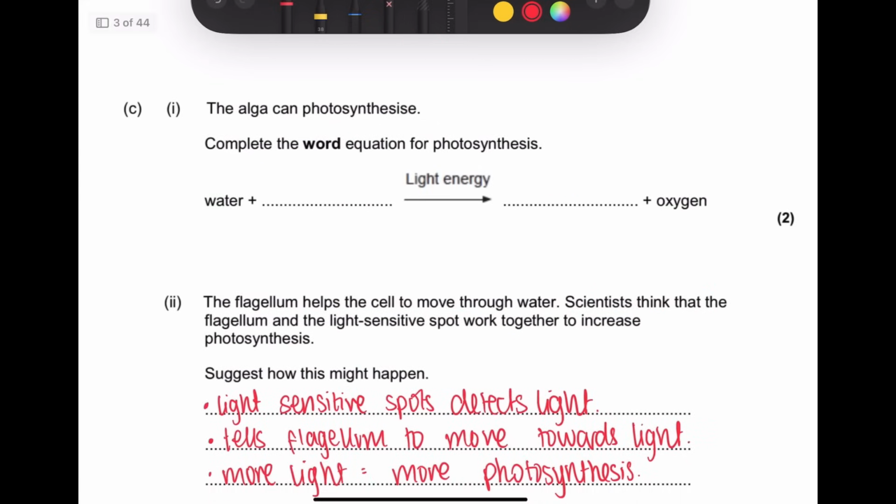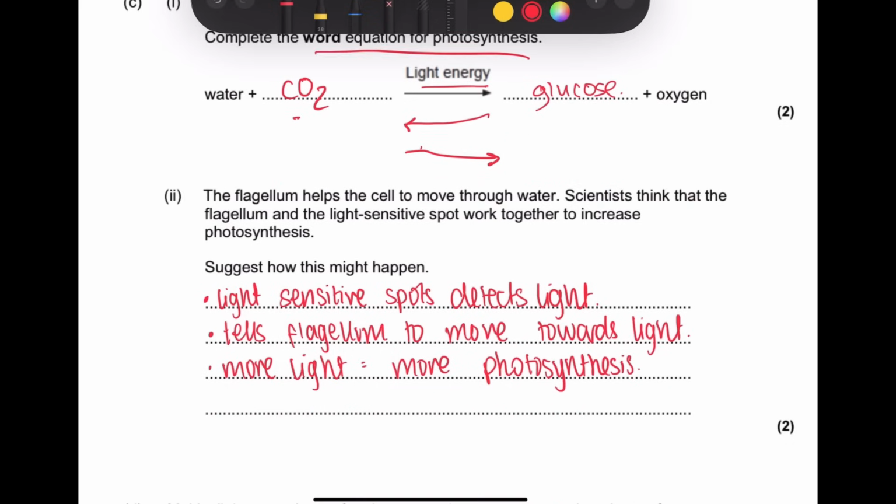C, the algae can photosynthesize. Complete the word equation for photosynthesis. This is something that you just have to learn. So it is water plus CO2, which is carbon dioxide, and this light energy goes into glucose and oxygen. For respiration, it's actually the opposite way. So photosynthesis and respiration go in different directions. For photosynthesis the arrow would be going this way, while for respiration the arrow is this way. Once you learn one equation, it's kind of the same as both equations.